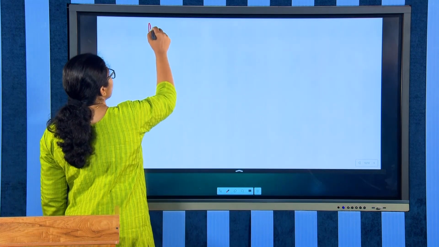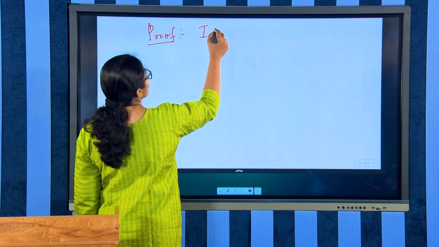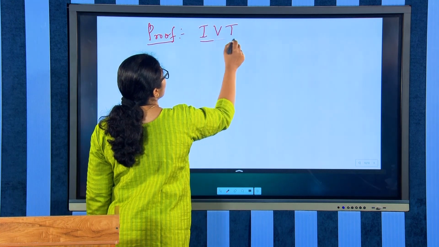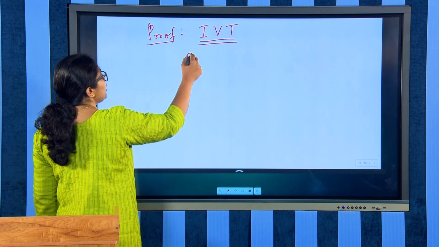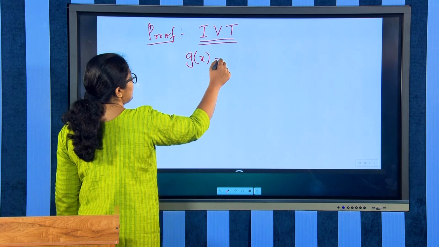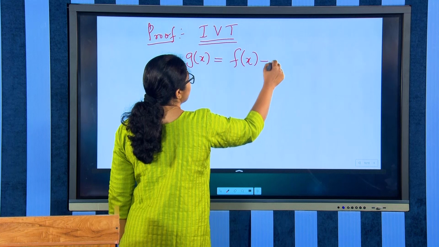The proof of intermediate value theorem. We can start with defining a new function, say g, such that g of x is nothing but f of x minus k.